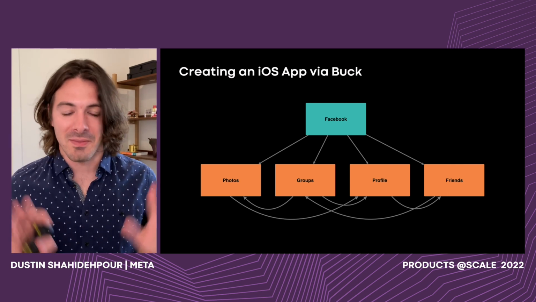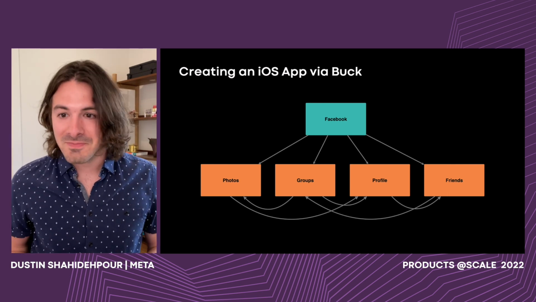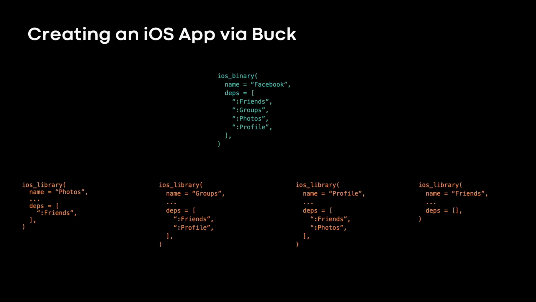So first things first, here's a very oversimplified diagram of what the Facebook app dependency graph looks like. There are tons of features missing, but this is just so you can wrap your mind around it. Here's how this looks in a configuration in Buck. At the top in the blue, you declare a binary called Facebook, and then you list all the deps. These are pretty much modules. Every iOS library is sort of a module. So you can see on the left, photos is a module. It depends on the friends module, et cetera.